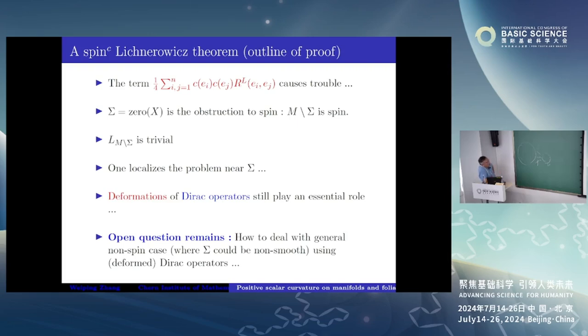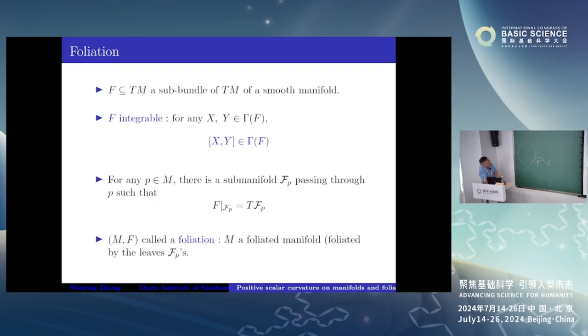Of course, this assumes that the sigma is smooth. The general case for sigma non-smooth is still open. We don't know how to do it yet. So finally, we come to the foliation case, because this is mentioned in the abstract. So we have a duty to report something related to the foliation.